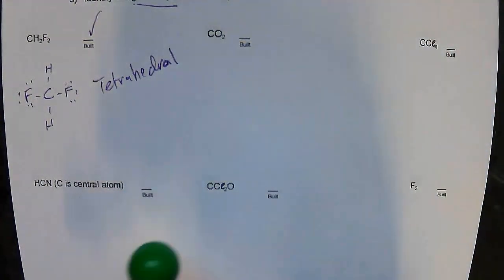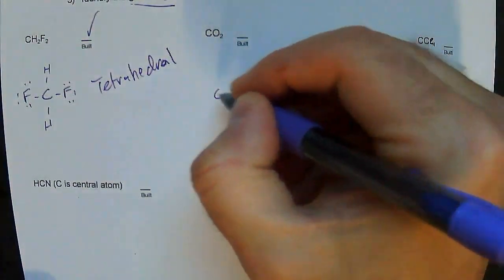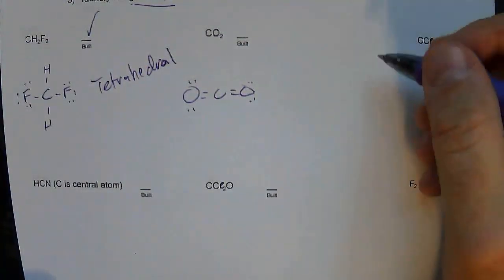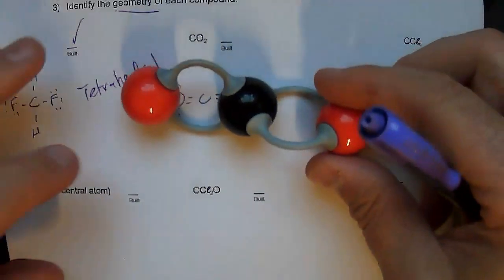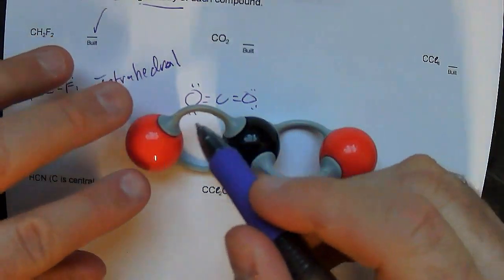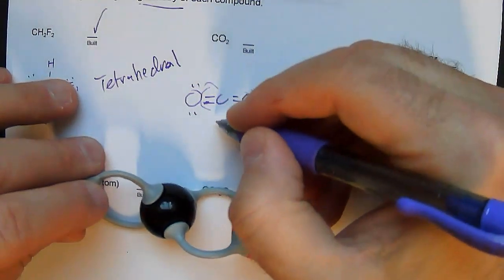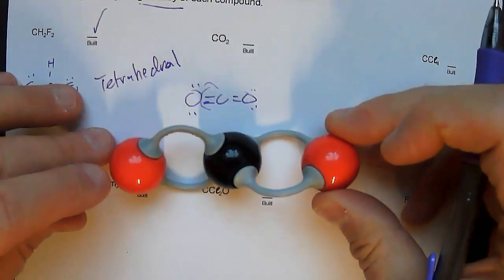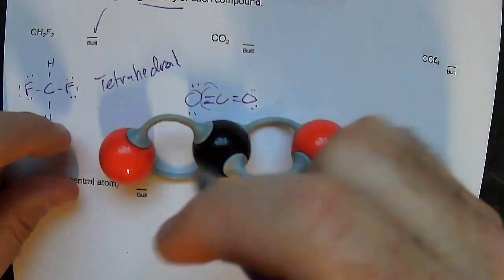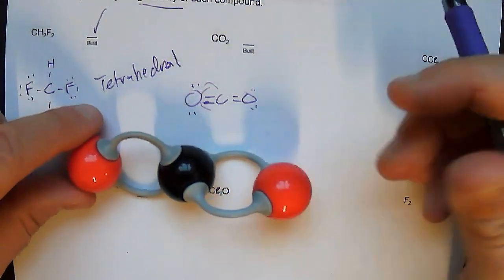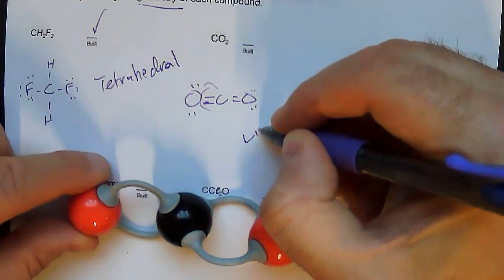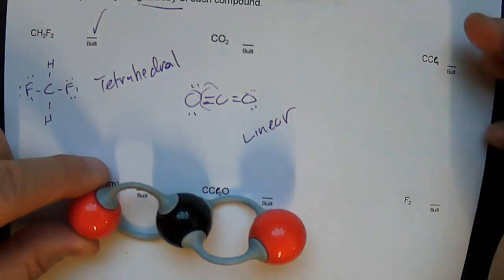Now for CO2, the structure looks like this. It's got some double bonds in it. And when we do this, this is what it looks like. Even though this is a double bond, it's still just like one place where bonds are. So we're going to still just have this as one place. Notice that all these atoms line up. So this is a linear structure.